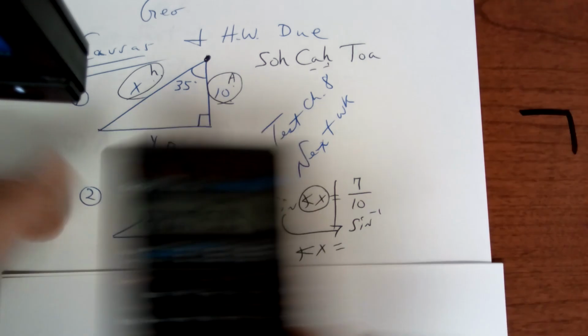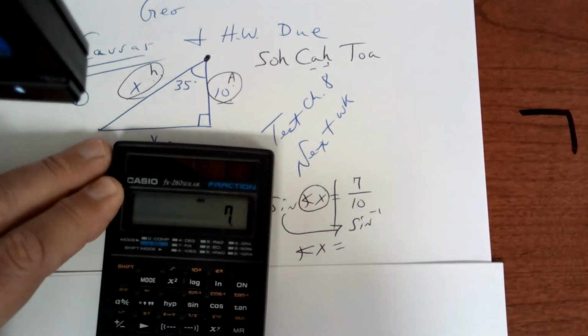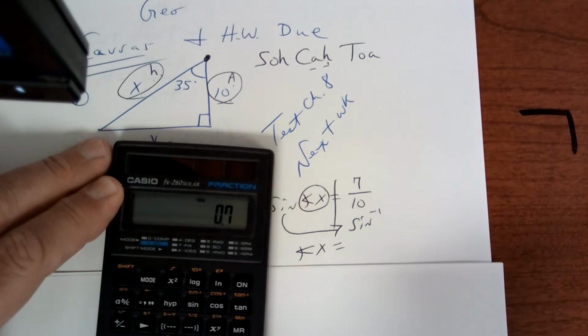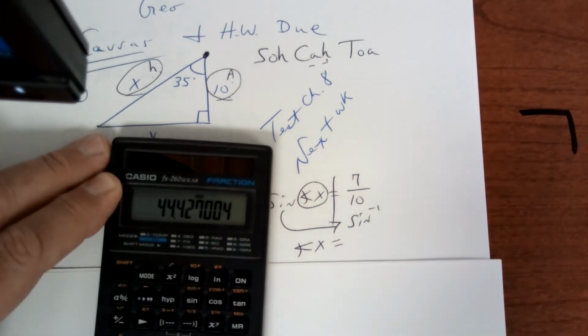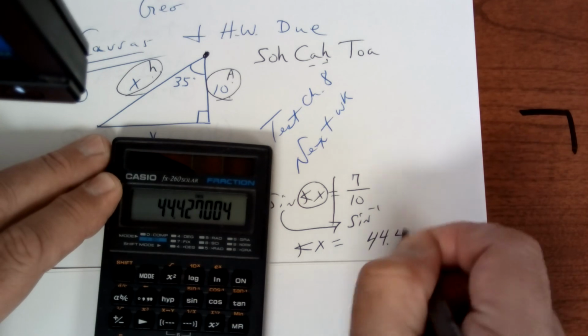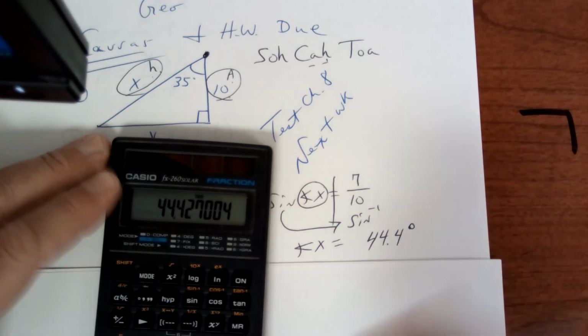So you're going to press 7 divided by 10, press equals. Make sure you press equals, and then hit shift and sine, and make sure you get 44.4 degrees is the angle. And that's how you do it.